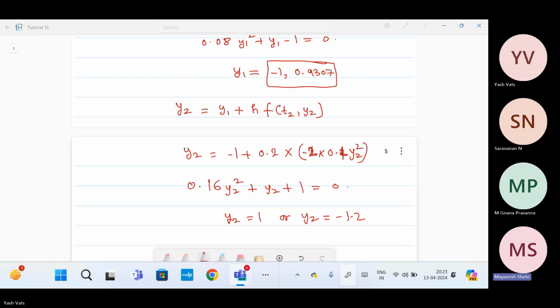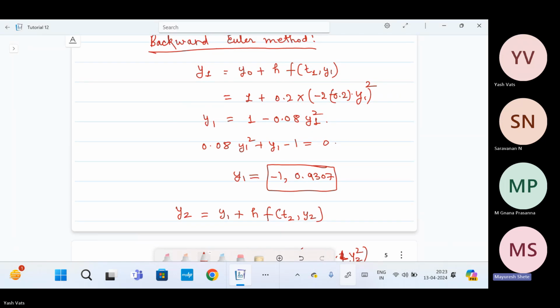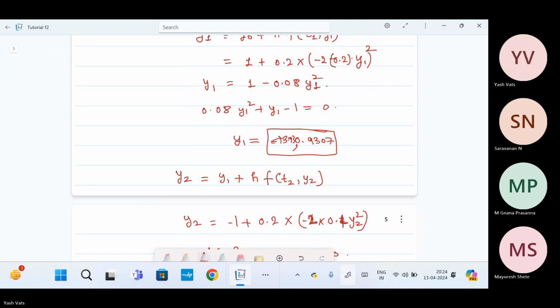There is one mistake here in y1, no? Y1 is not -1 and 0.93. It is actually -13.43 and 0.9307. The value of y1, yeah. -13.93 and 0.9307. Okay, can you see here? Yeah, it is correct now.